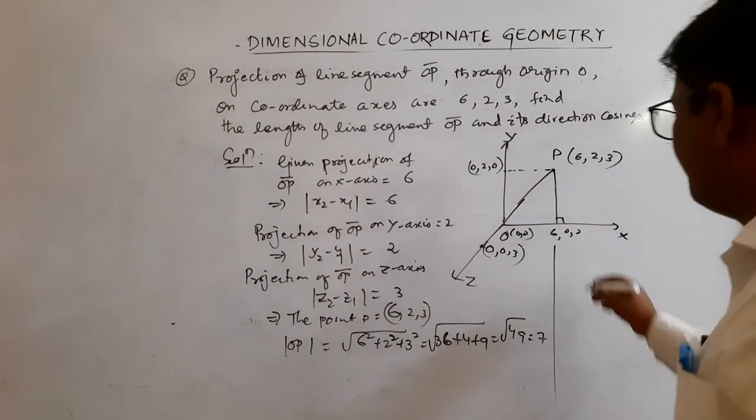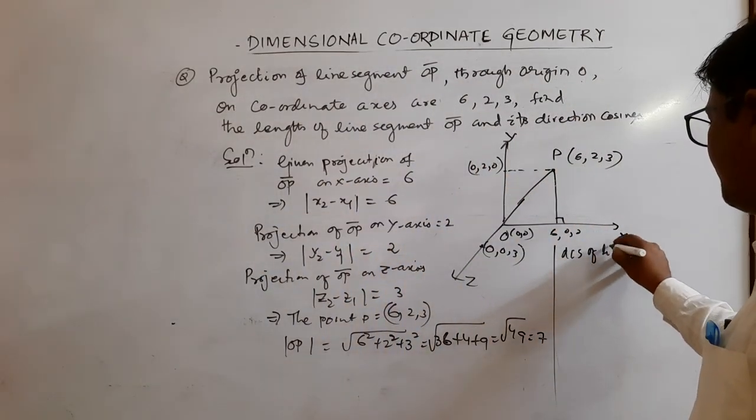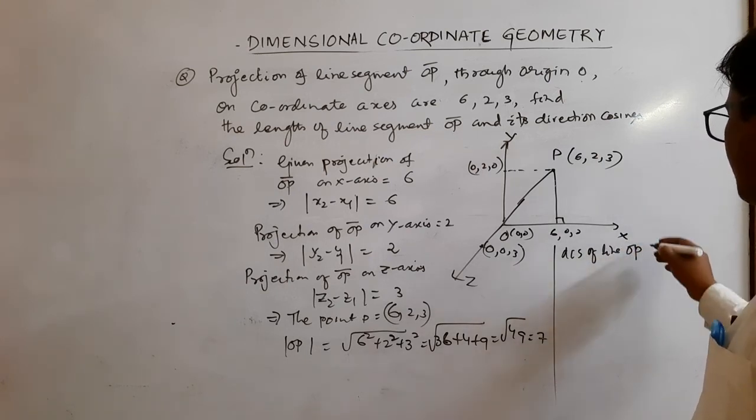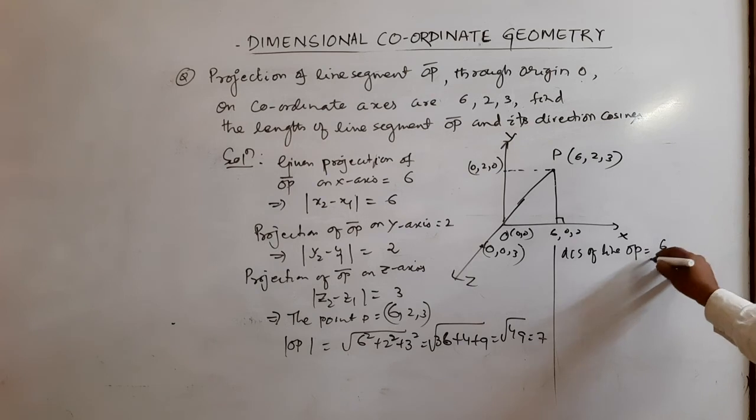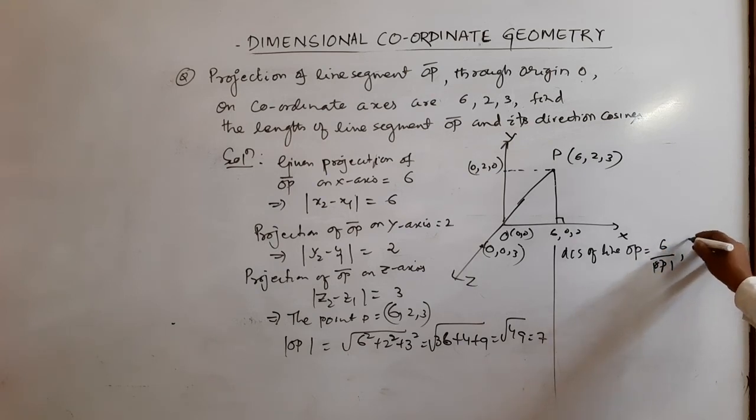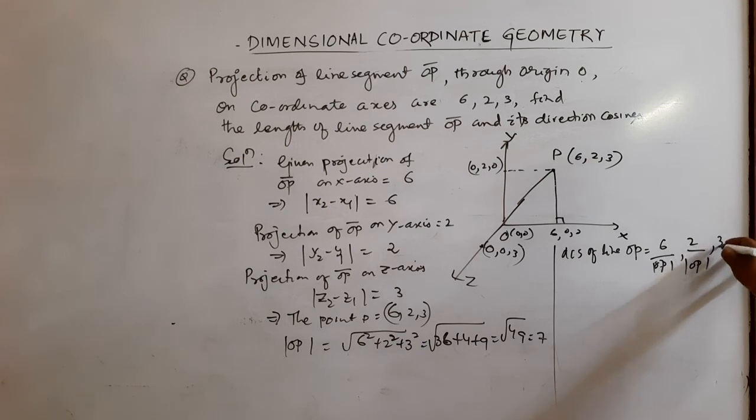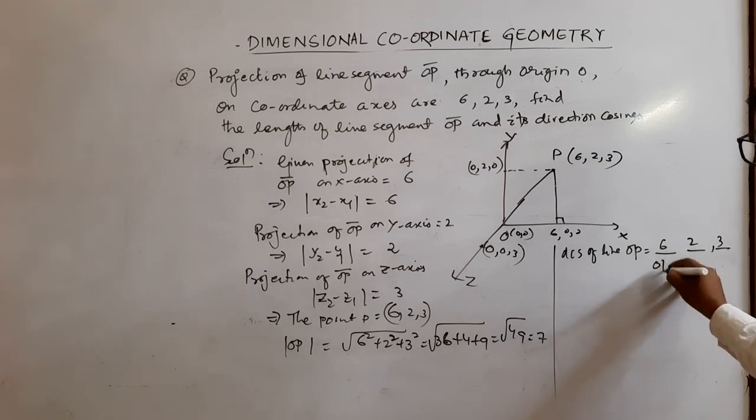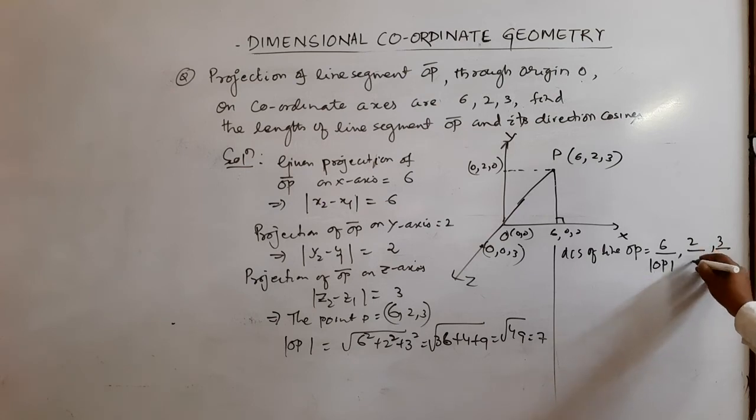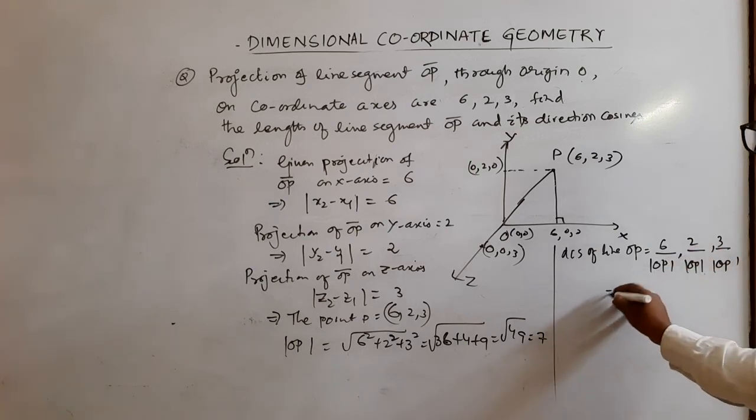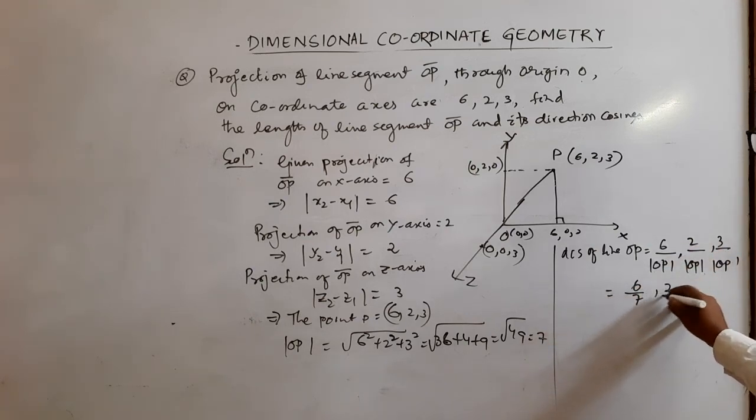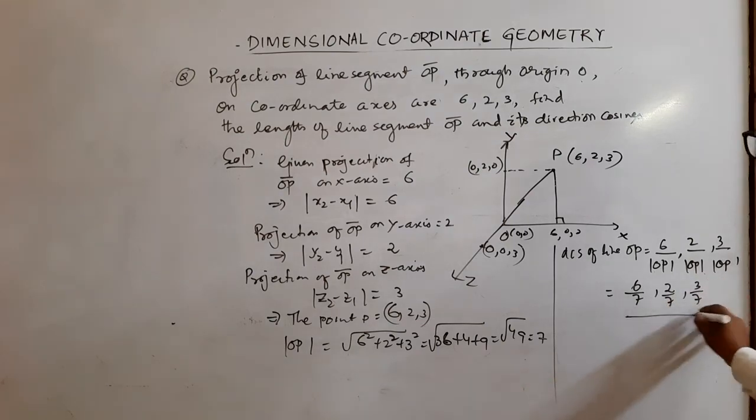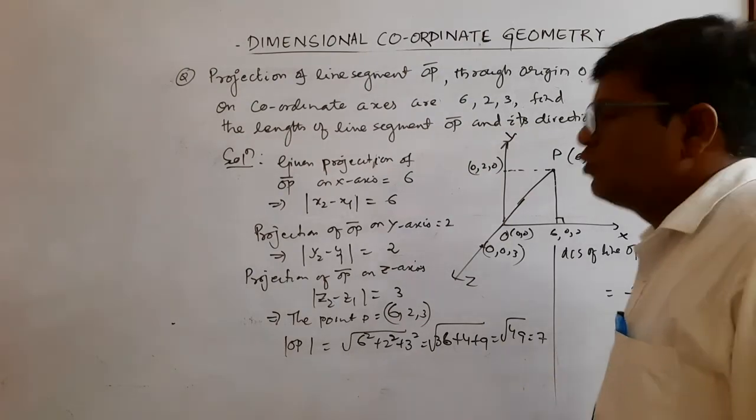Now the DCs of the line OP is equal to projection by OP distance, that is 6 by OP distance, comma 2 by OP distance, comma 3 by OP distance. So this is equal to 6 by 7, 2 by 7, 3 by 7. This is the DCs of the line segment OP.